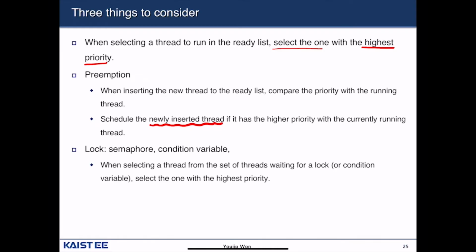So those rules apply to the set of threads waiting for a synchronization primitive such as locks, semaphores, and condition variables. When the lock becomes available or the semaphore or condition variable is available, the operating system selects the thread with the highest priority.